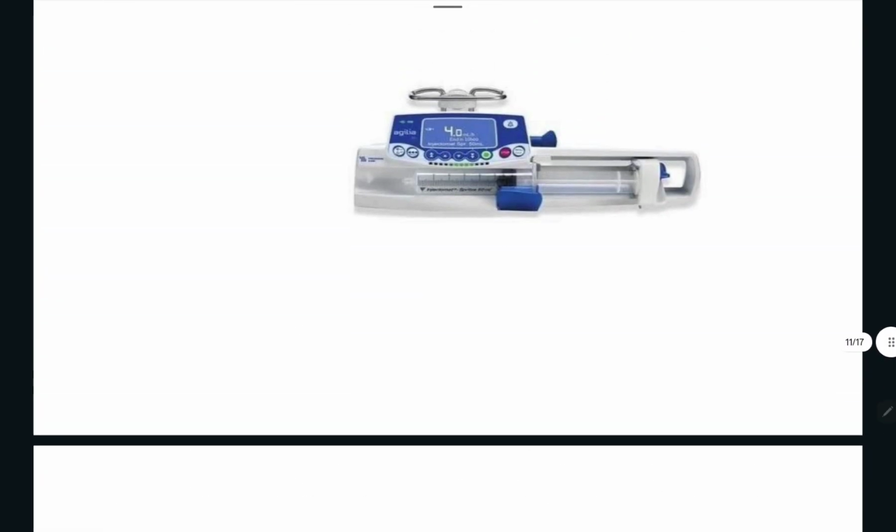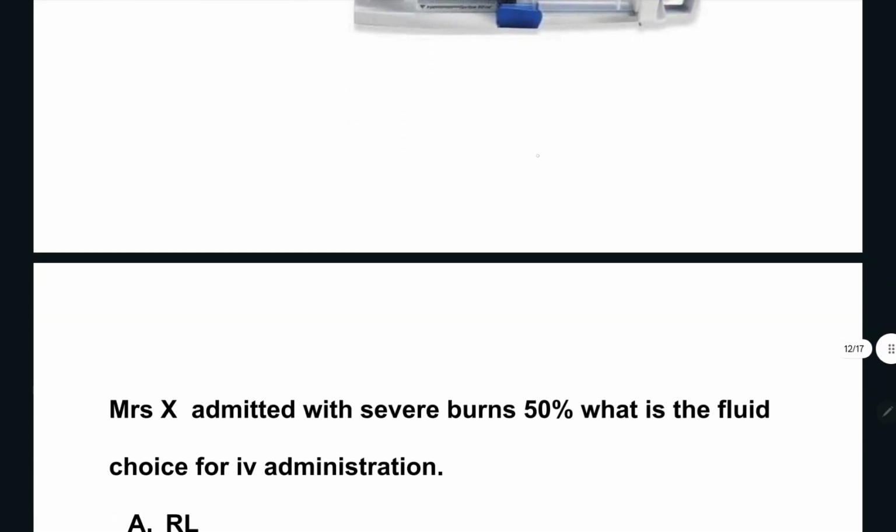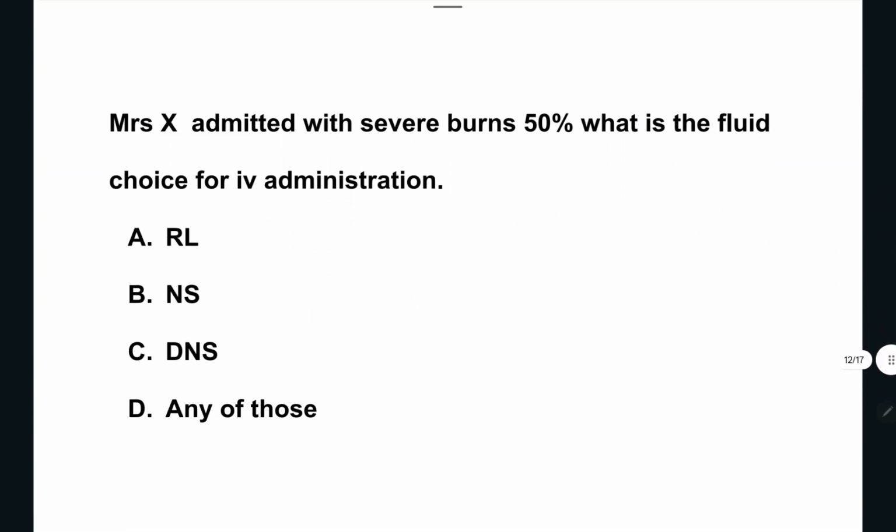So this type of questions you can get in the examination. So you must be thorough with all these instruments which are used in the hospital settings.